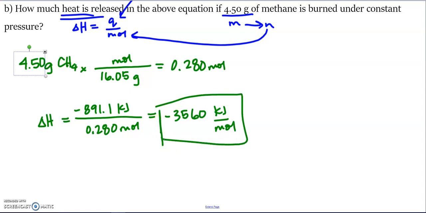So that's using delta H of formation to find a standard enthalpy change for a reaction.